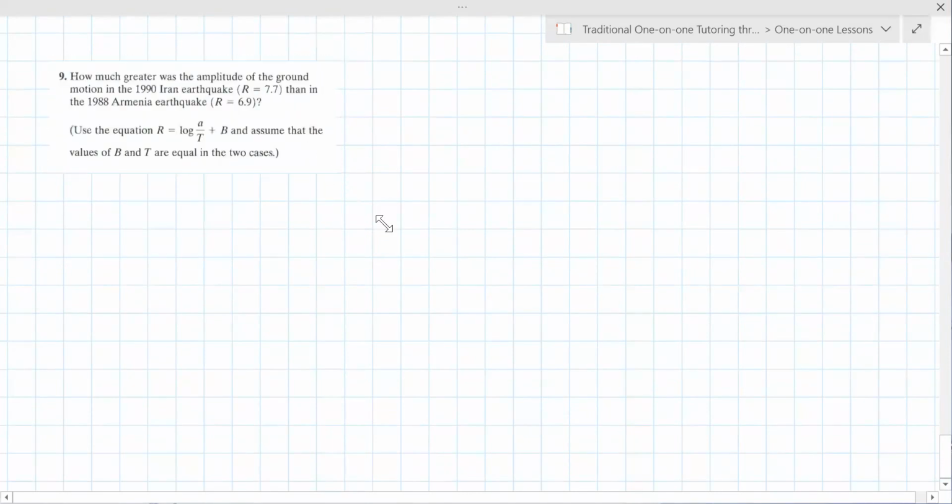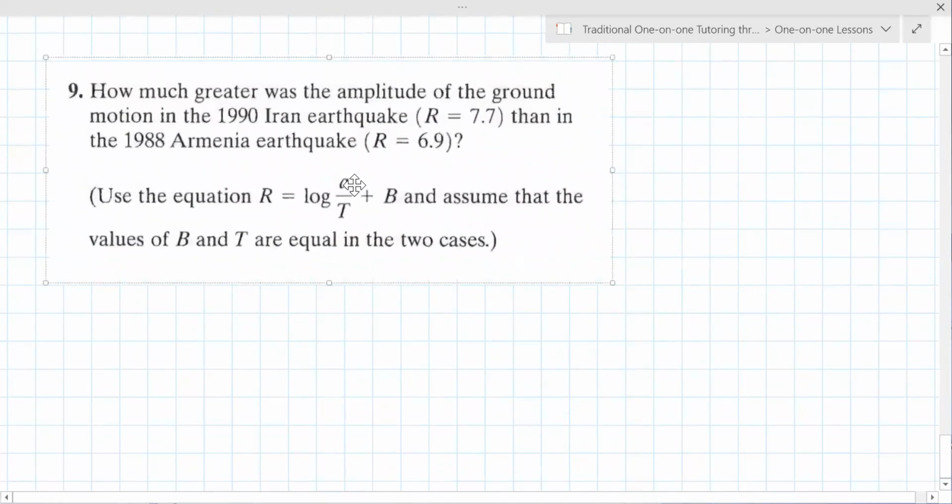All right, how much greater was the amplitude of the ground motion in the 1990 Iran earthquake than in the 1988 Armenia earthquake? Two different R values. So what are they doing here? They give you R and assume values of B and T are equal in both cases.